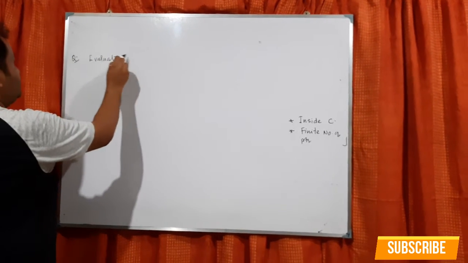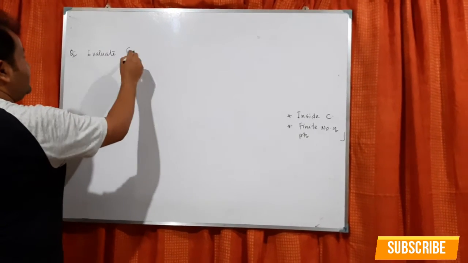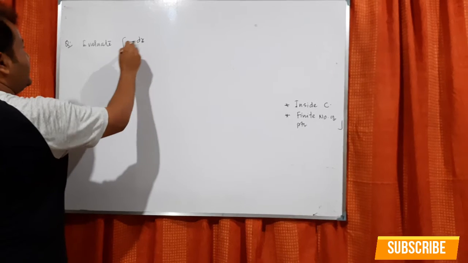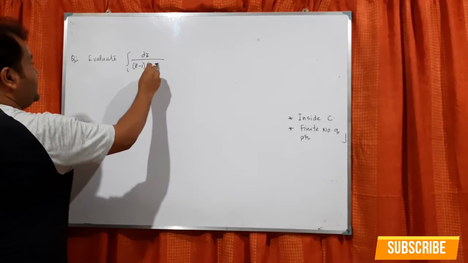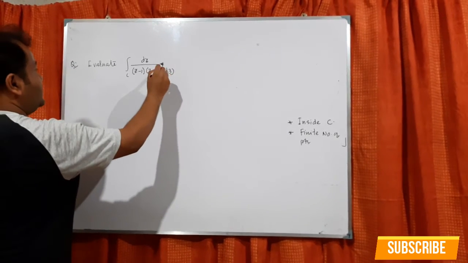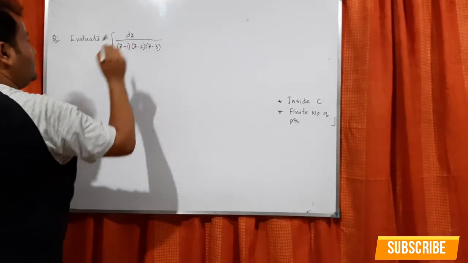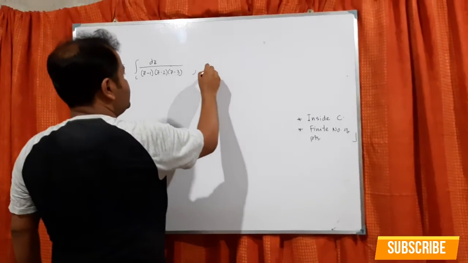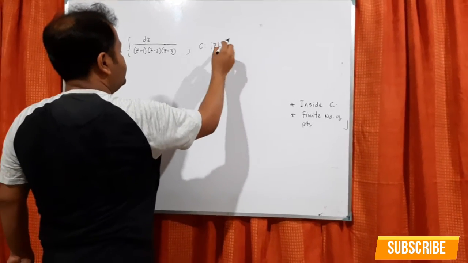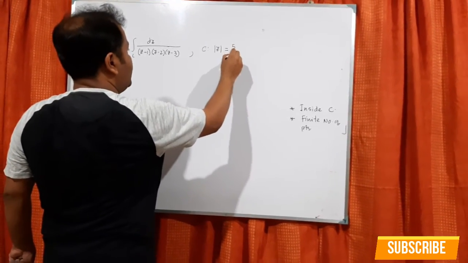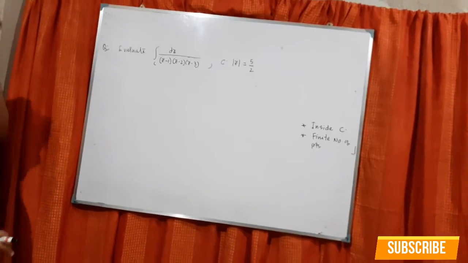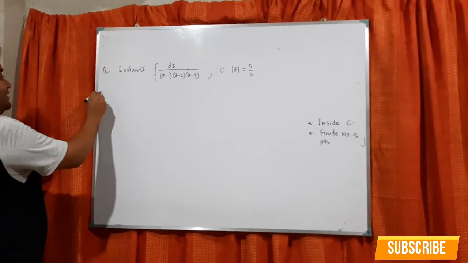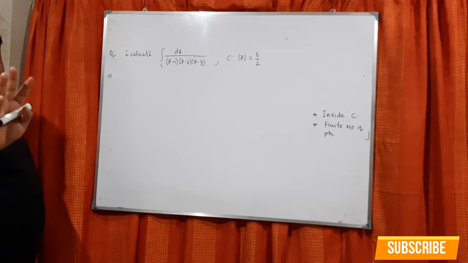Evaluate the integration over C of dz by (z minus 1)(z minus 2)(z minus 3), where C is mod z equals 5 by 2. Now when you try to apply this kind of formula, there will be 3 or 4 steps.